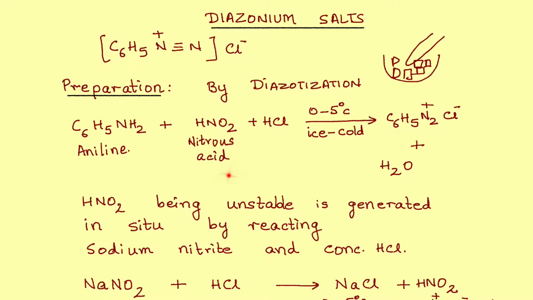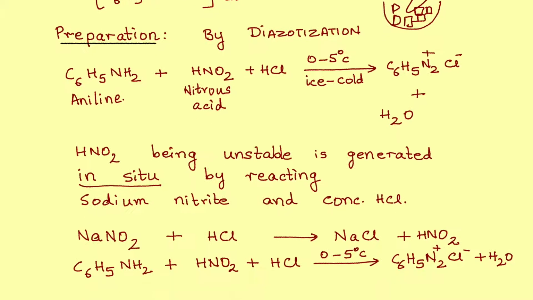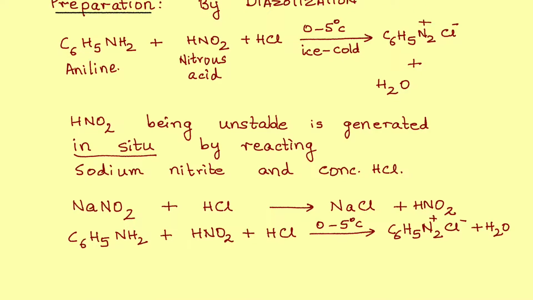Now, interestingly here, the nitrous acid that we need is a very unstable acid. You will never see a reagent bottle saying nitrous acid in the laboratory. It's very unstable. So what is done is it is generated in the reaction mixture itself, and the word that we use is in situ. So what I do is I add aniline to the test tube, I add sodium nitrite, and I add HCl, all three to the test tube.